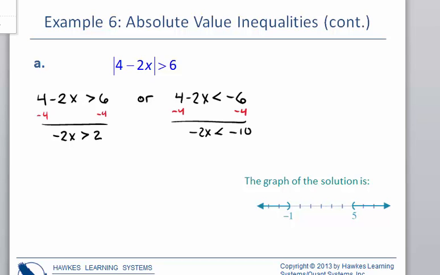In both cases, we're going to divide by negative 2. Now remember that when you divide by a negative and you're working on an inequality, you are going to switch the sign of that inequality. So we have x is less than negative 1, and we have x is greater than 5.